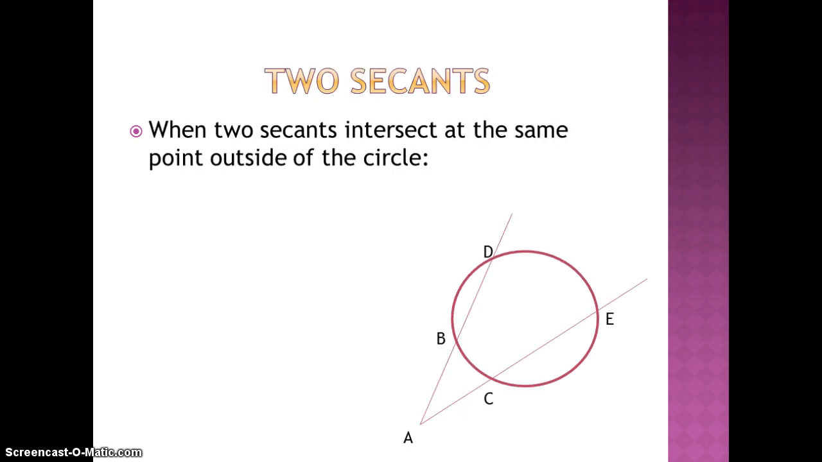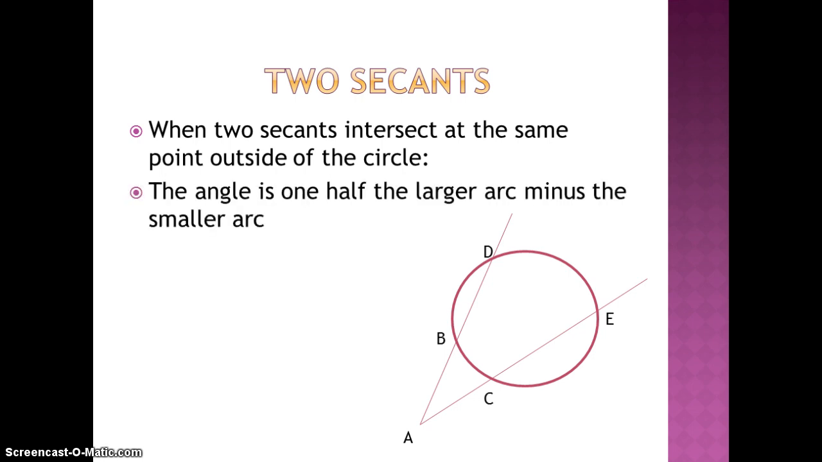Two secants. When two secants intersect at the same point outside of the circle, the angle is 1/2 the larger arc minus the smaller arc. The measure of angle A equals 1/2 the measure of arc DE, which is our larger arc, minus the measure of arc BC, which is our smaller arc.